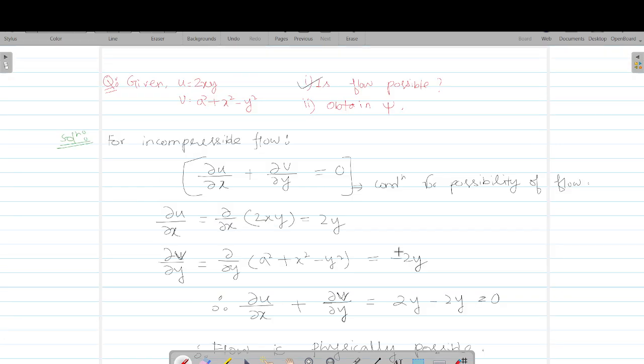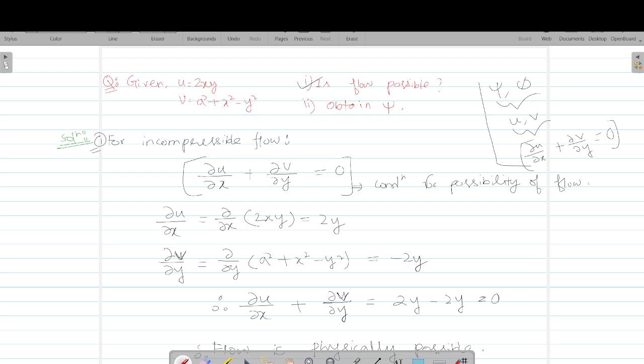It means if you are given u and v, or even if you are given any function like a stream function or any potential function, you can figure out the value of u and v. If you put this u and v in the equation du dx plus dv dy, and it becomes equal to 0, if it is satisfying this equation, then you can certainly say that your flow is physically possible. So this is the main idea behind the solution of this problem. This is part 1.